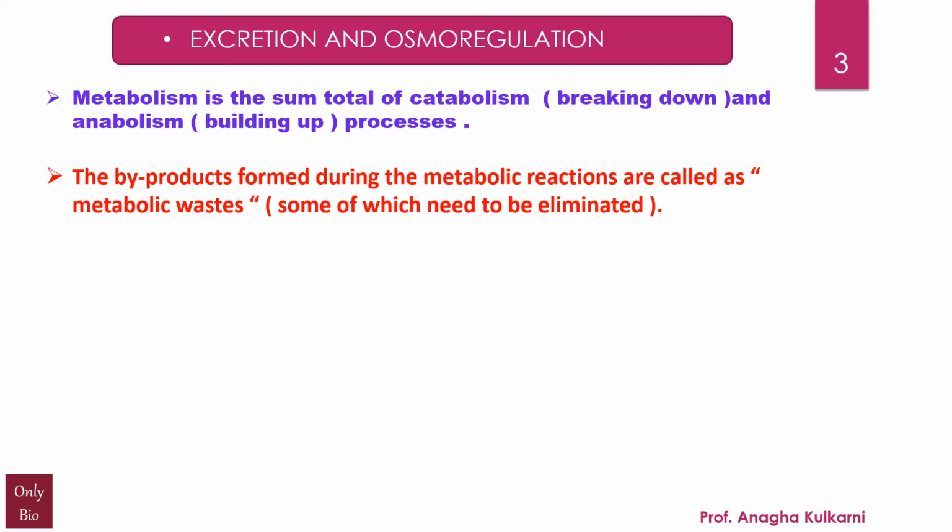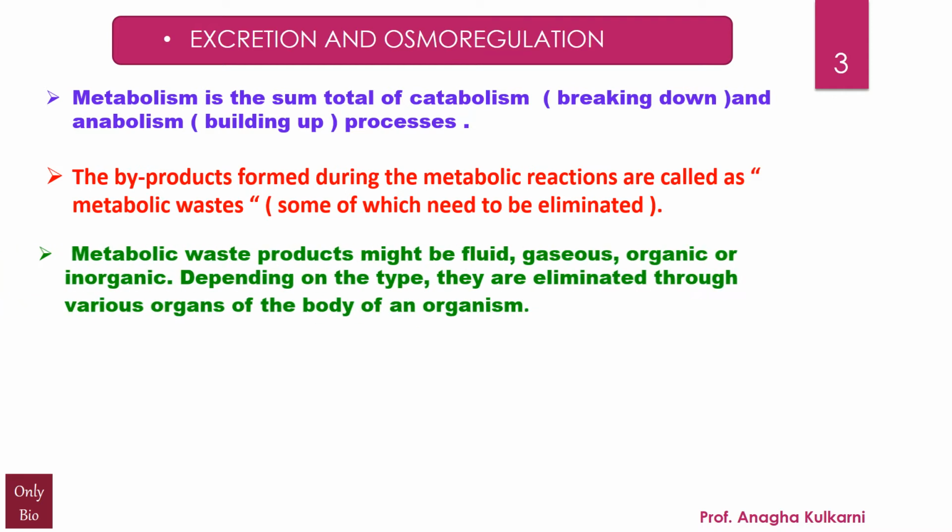So there are many such byproducts that are formed during the metabolic reactions, and many of them need to be eliminated, that is thrown out, because they can turn out to be harmful or toxic to the body. And these waste products, since they are produced during metabolism, are called metabolic wastes, and these are released out via the process of excretion. Friends, hope you've understood the difference between excretion and egestion.